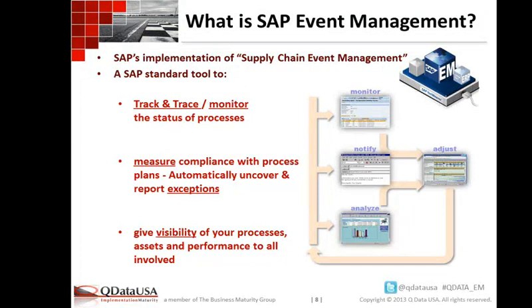So based on the compliance towards the plan, we can raise exceptions. Then we can notify someone to take corrective action, which is basically the adjust portion. So we notify someone that they can adjust the plan or adjust the expectation to the customer to say it's going to now be late.